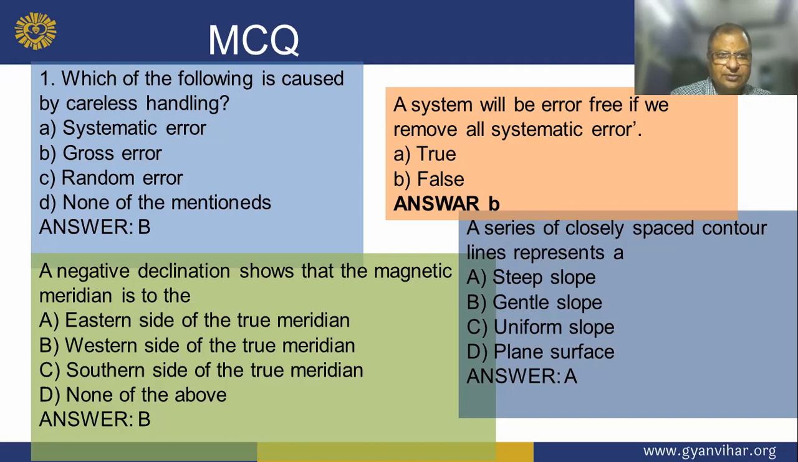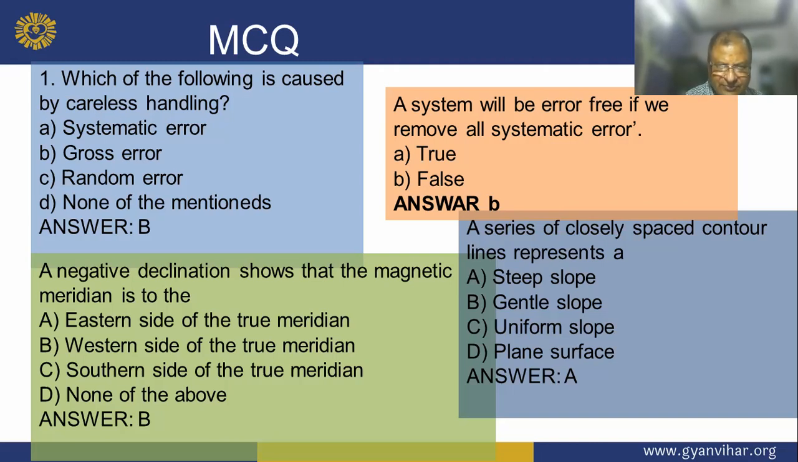Question 1, the answers A, B, C, D are on your screen. Which is correct? The correct answer is B, gross error. Now, a system will be error-free if we remove all systematic errors. Is it true or false? Yes, it is false. The correct answer is B.